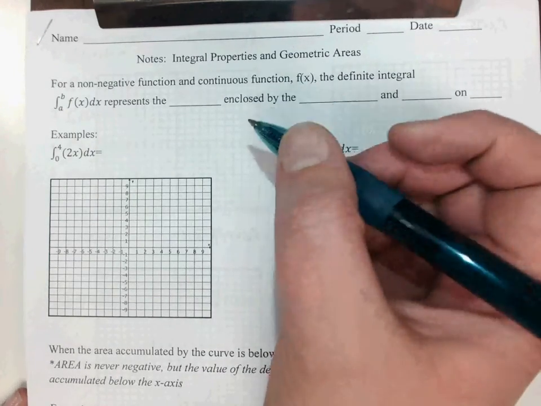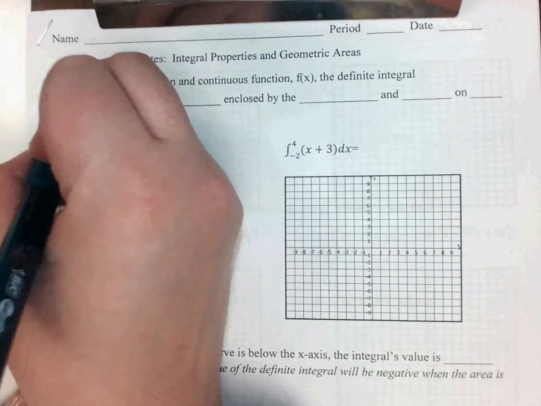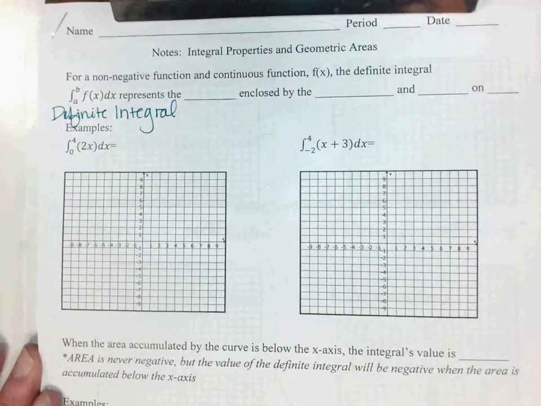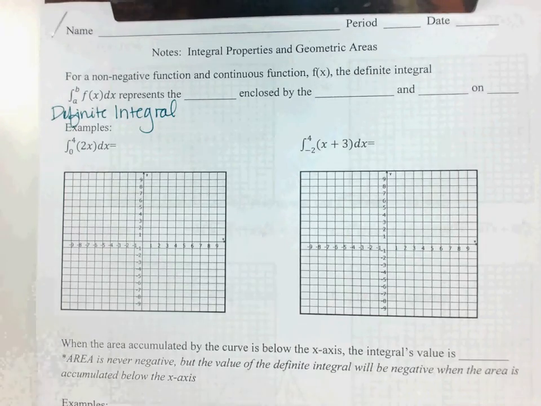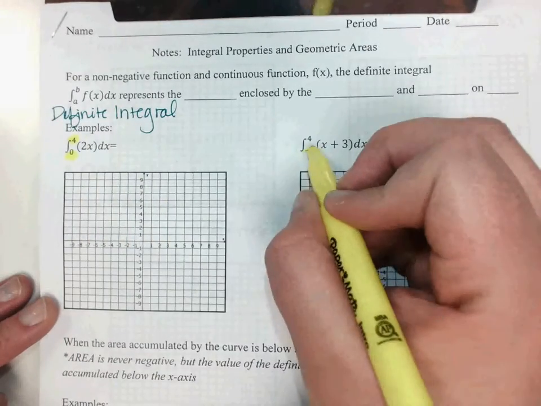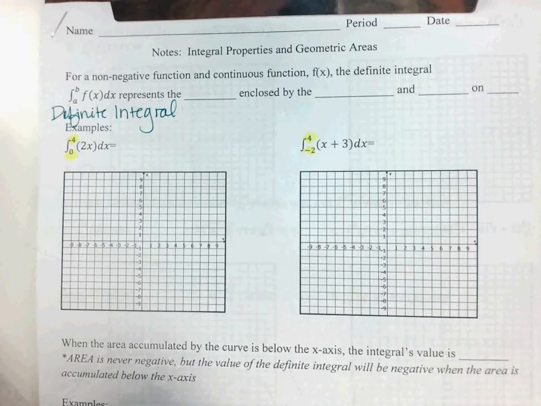Yes. Okay, this is called a definite integral. Now what is different from this integral compared to the ones we've been doing the rest of the week? You see these little numbers here and here? That's what makes the integral definite. All the other ones we've been doing have been indefinite integrals.